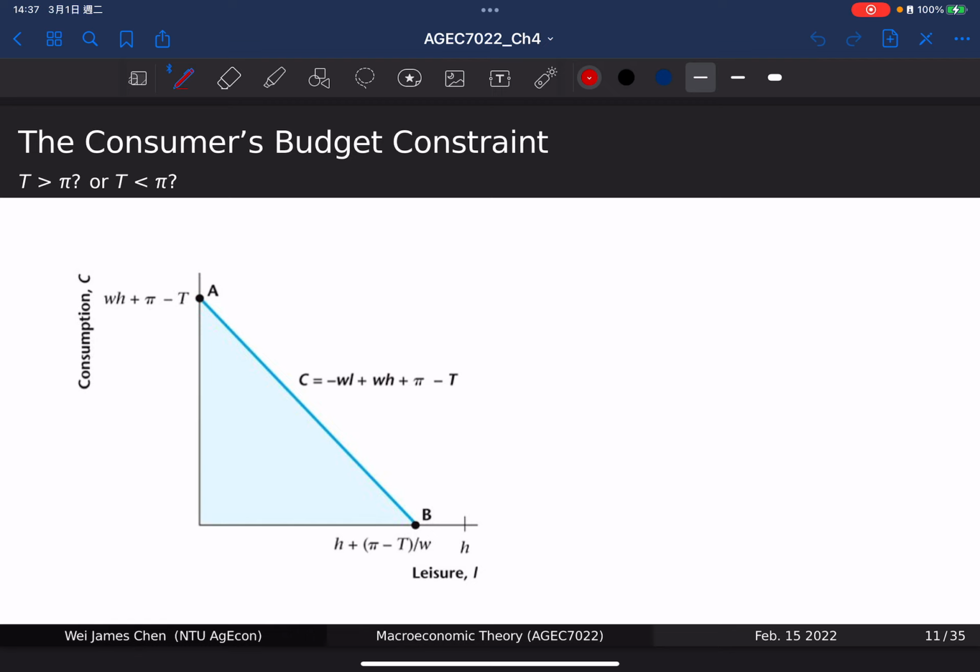Okay, and here I showed an example where pi minus T is negative. When pi minus T is negative, that means T is greater than pi, right? So H plus this term is less than H. So the intercept is before H. And that is a possible solution, right?